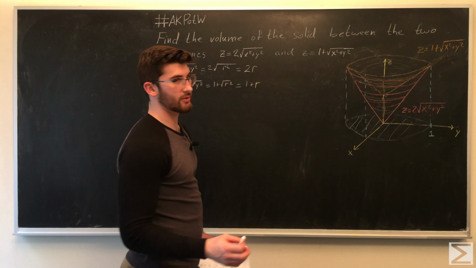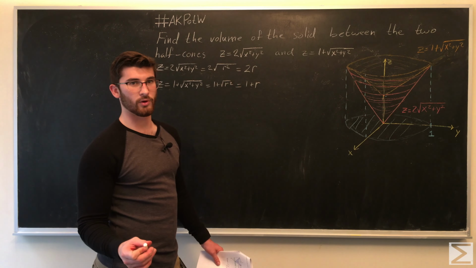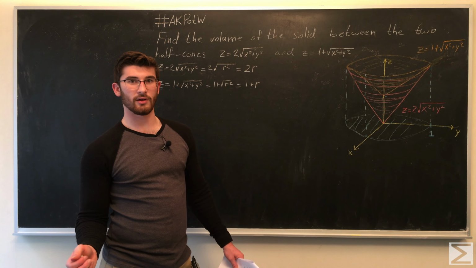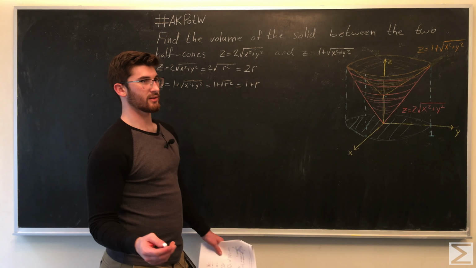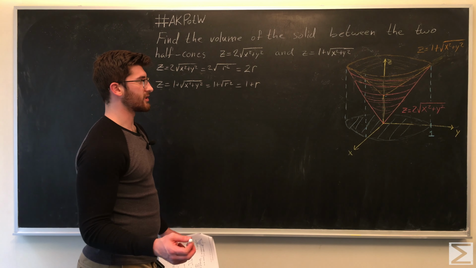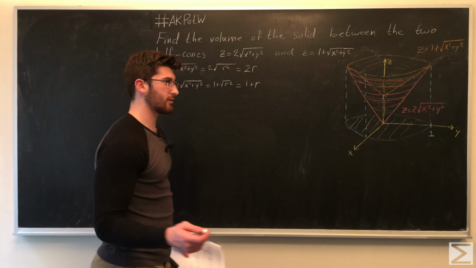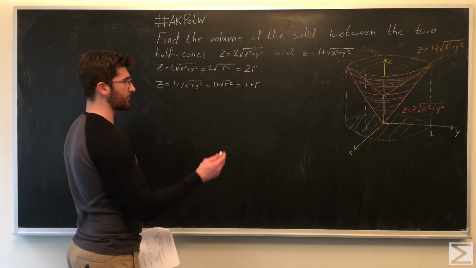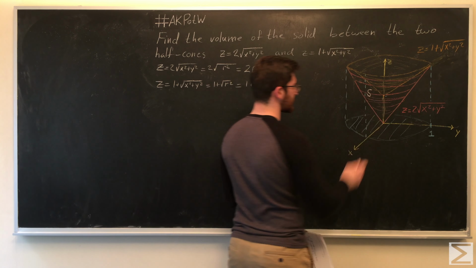So when we're using cylindrical coordinates to find volume, our integrand is going to be 1. And we're going to be converting dV into r dz dr d theta. So let's go ahead and set up our limits of integration. We're going to call the solid S. So this is S.